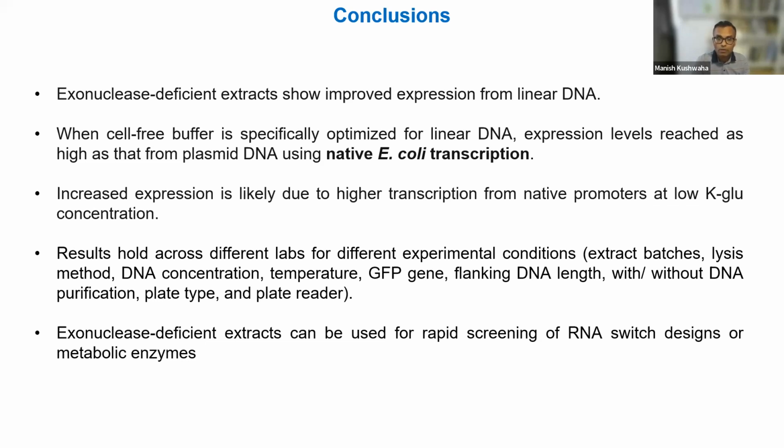Also, we were able to get these results in different settings, so different genes, different temperature, different DNA concentration, multiple batches. Overall we tried 9 different batches in our experiments, and we were able to reproducibly show that the buffer needs to be optimized differentially, and we were able to use our system for rapid screening of RNA switch designs and metabolic enzymes.